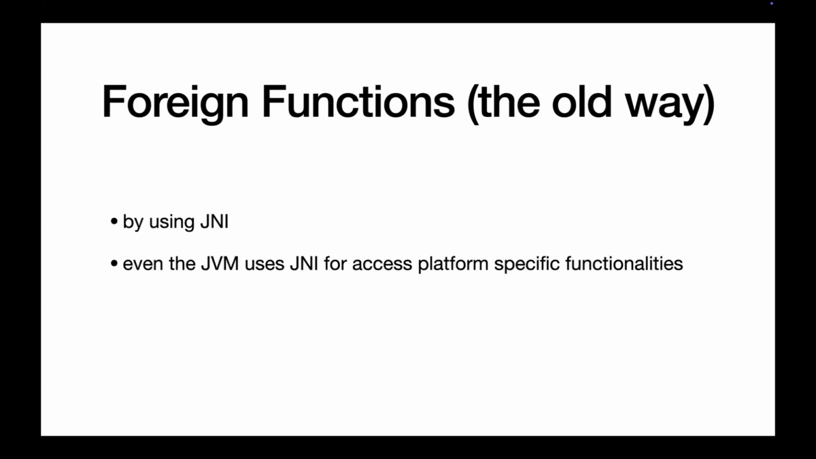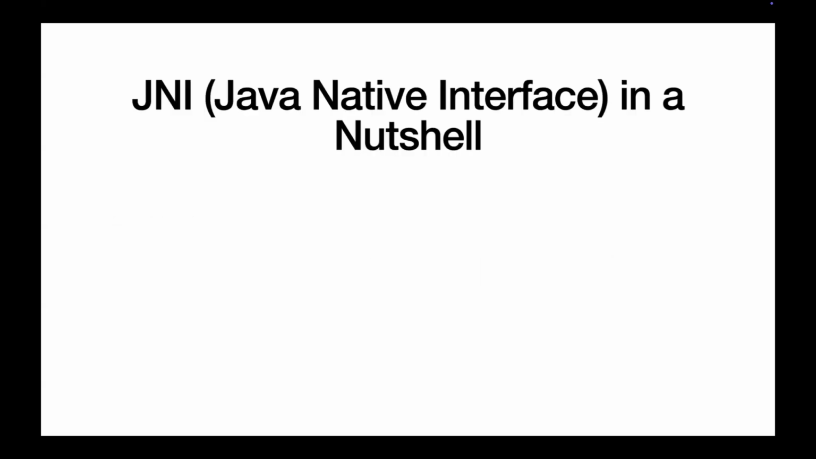And even within the JVM, JNI is used so far. I heard that with the Foreign Function and Memory API in place, this will also change, so that the JVM uses the FFM to make native calls to the machine.